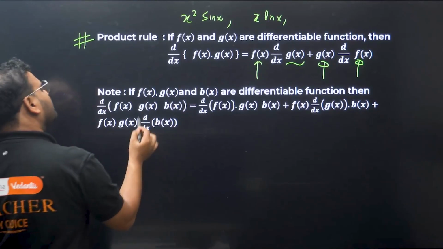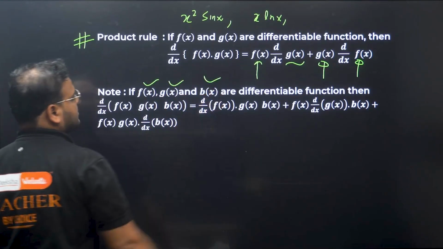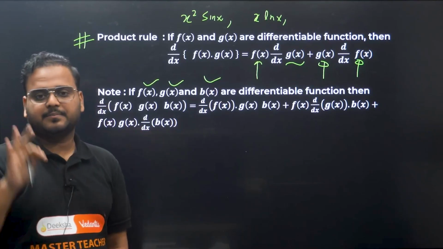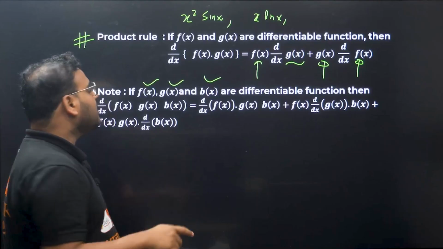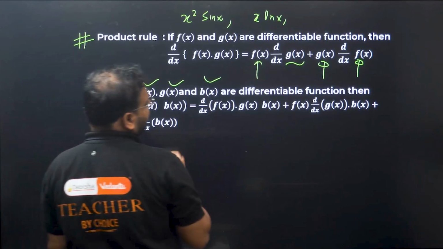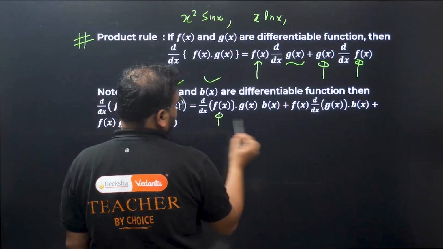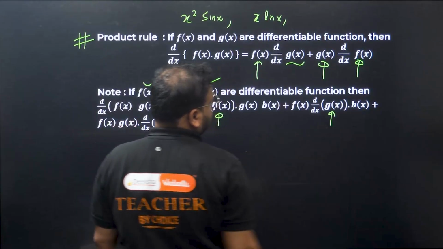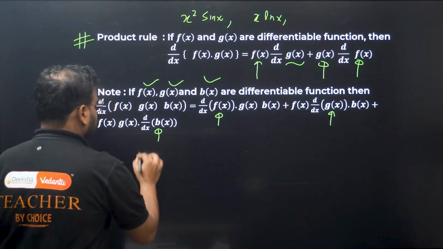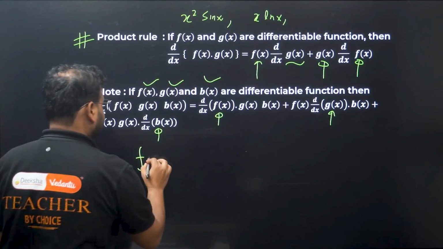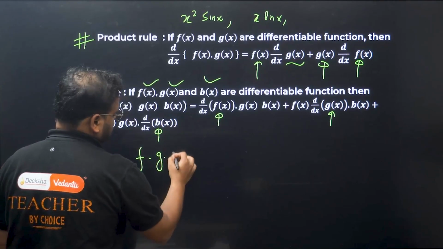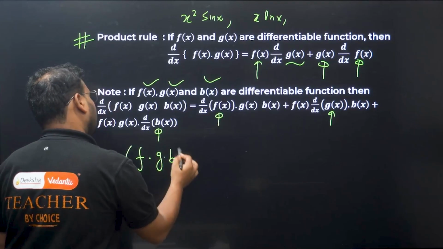So let's say there are three functions multiplied in this case: f, g and h. You are asked to differentiate their product. How do you do that? First differentiate f(x), next differentiate g(x), next differentiate h(x). I'll show you. I can write f(x) as simply f, g(x) as simply g, and h(x) as simply h. You are asked to differentiate.